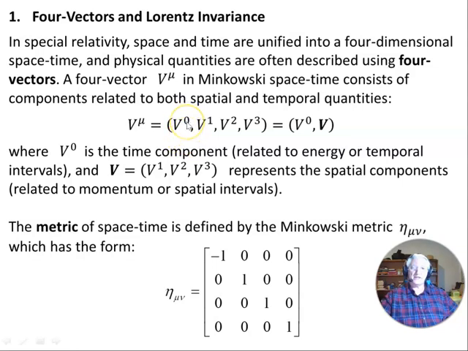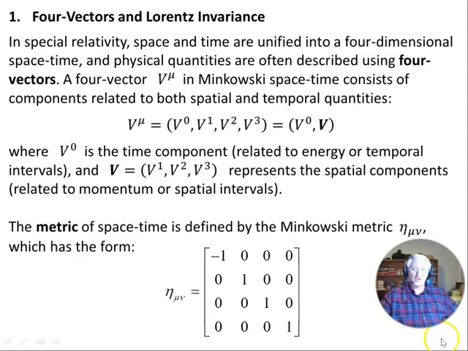And notice the index is up here in the upper contravariant position, starting with 0 for time, and then 1, 2, 3 for the spatial components. So V0 is the time component related to energy or temporal intervals, and capital V here, the three vector, V1, V2, V3, represents the spatial components related to momentum or spatial intervals. The metric of spacetime is defined by the Minkowski metric, eta mu nu, which has this form. Now this is what gives us our distance, our magnitude in relativity.